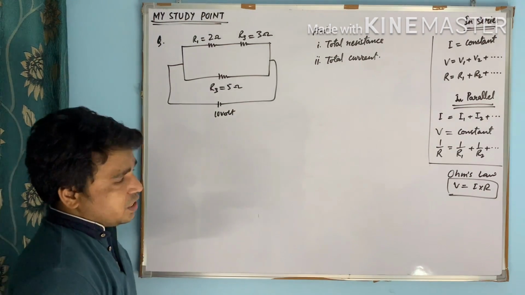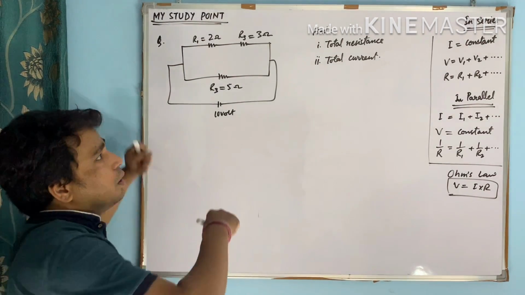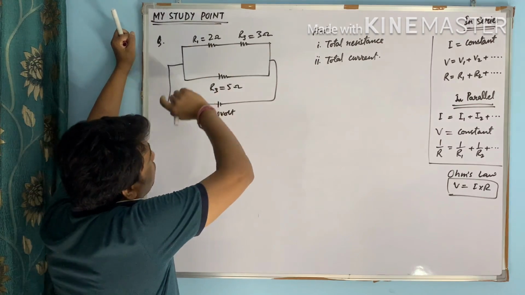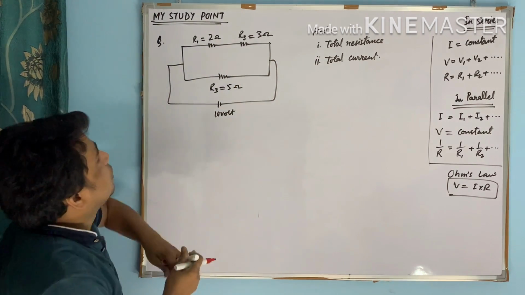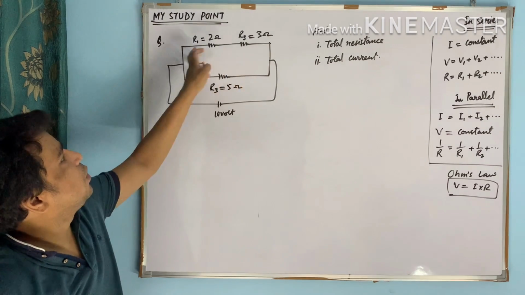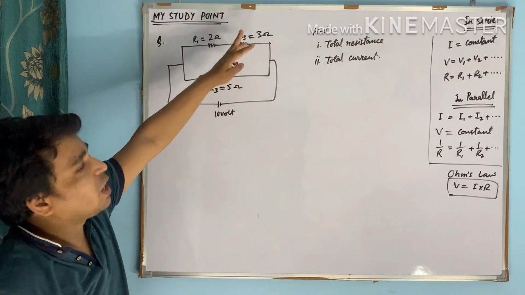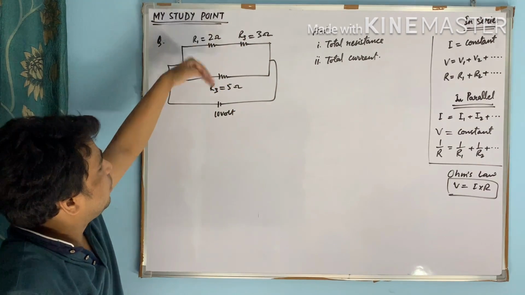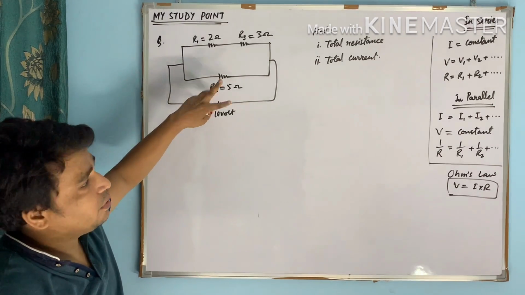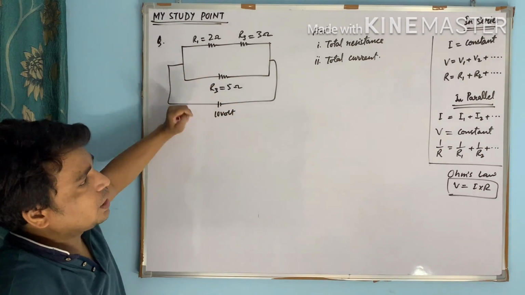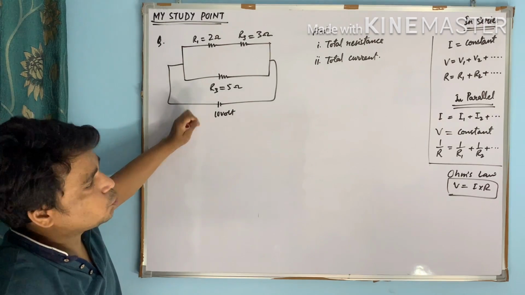These types of questions are very simple. You can calculate by seeing the diagram. Since these two are in series, add them together, that is 2 plus 3, 5 ohm, and the rest, upper and lower, are in parallel, so 1 by 5 plus 1 by 5 will be 2 by 5. If you reverse it for the final answer, it will be 5 by 2 ohm, that is 2.5 ohm.